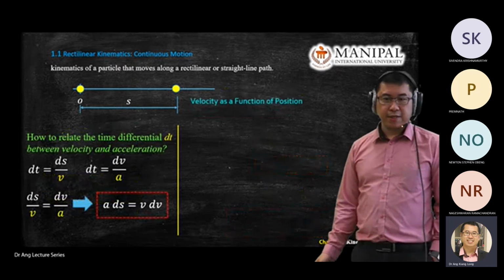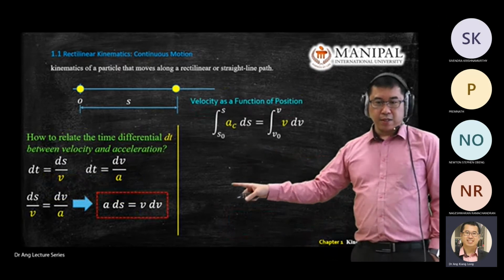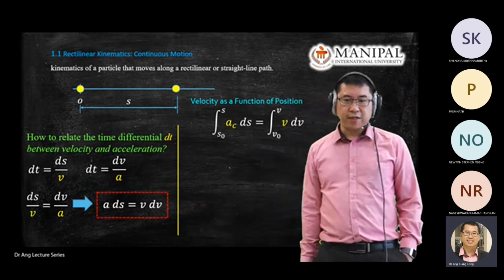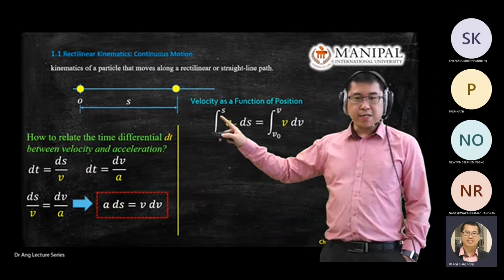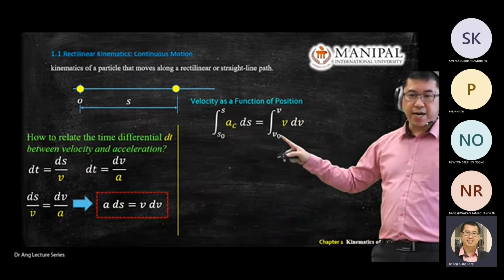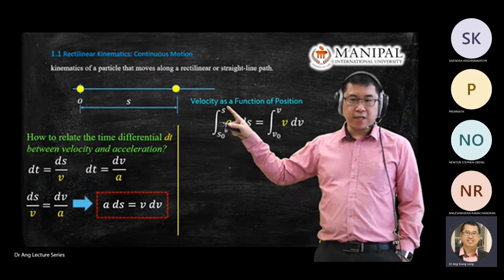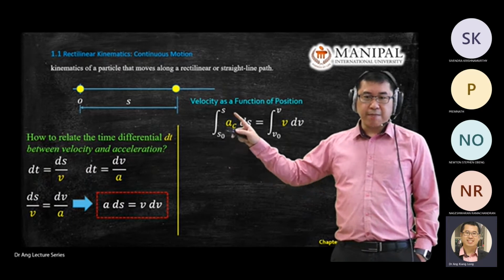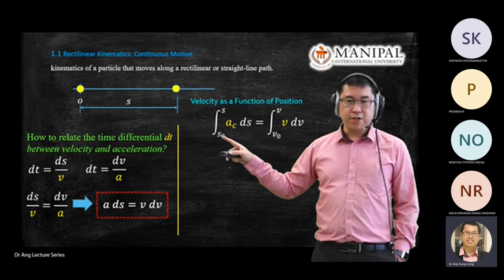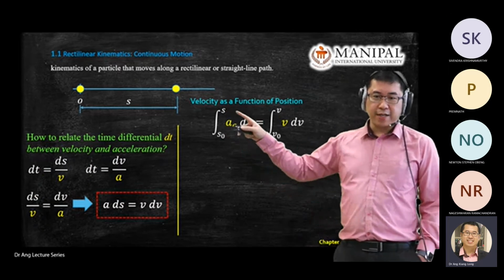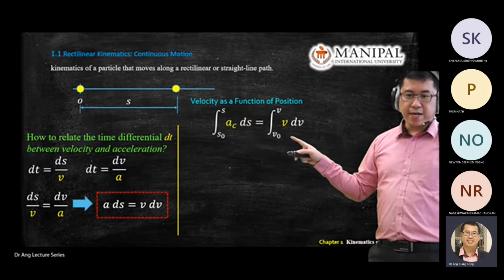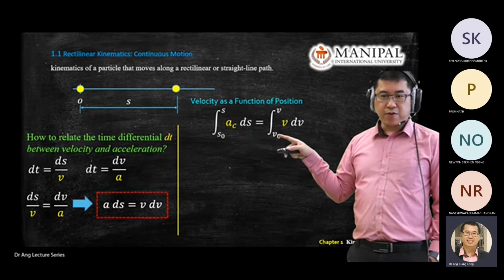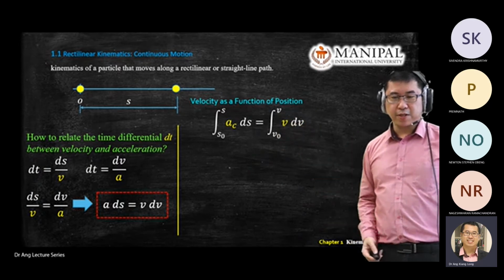Third one. This equation just now, be familiar: a ds = v dv. We use the same concept. We integrate left hand side, integrate right hand side. Again, how do you know what you integrate? You look at the ds. On the left hand side, you integrate ds, so your limit is s, displacement from s0 to the end position. Then on the right hand side, you integrate dv, so velocity from v0 to the end velocity.